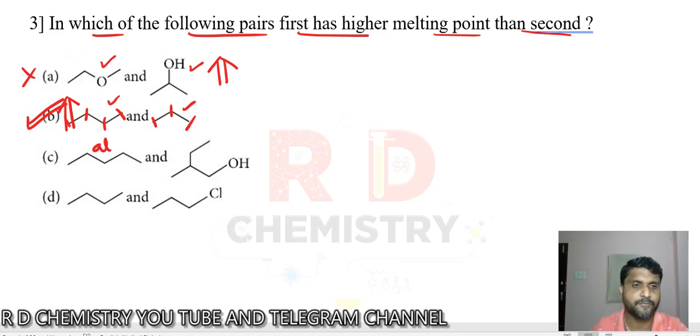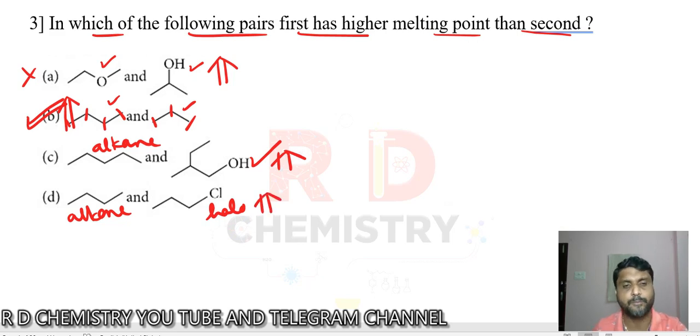Now, in option number 3, first one is the alkane and second is the alcohol. Alcohols have more boiling point. Second one has the higher boiling point, melting point. Next one, D option. First one is the alkane, second one is the haloalkane. Haloalkanes have higher melting point, boiling point due to dipole-dipole interaction. Therefore, option number B is the answer. So the first compound has the higher melting point than the second one.